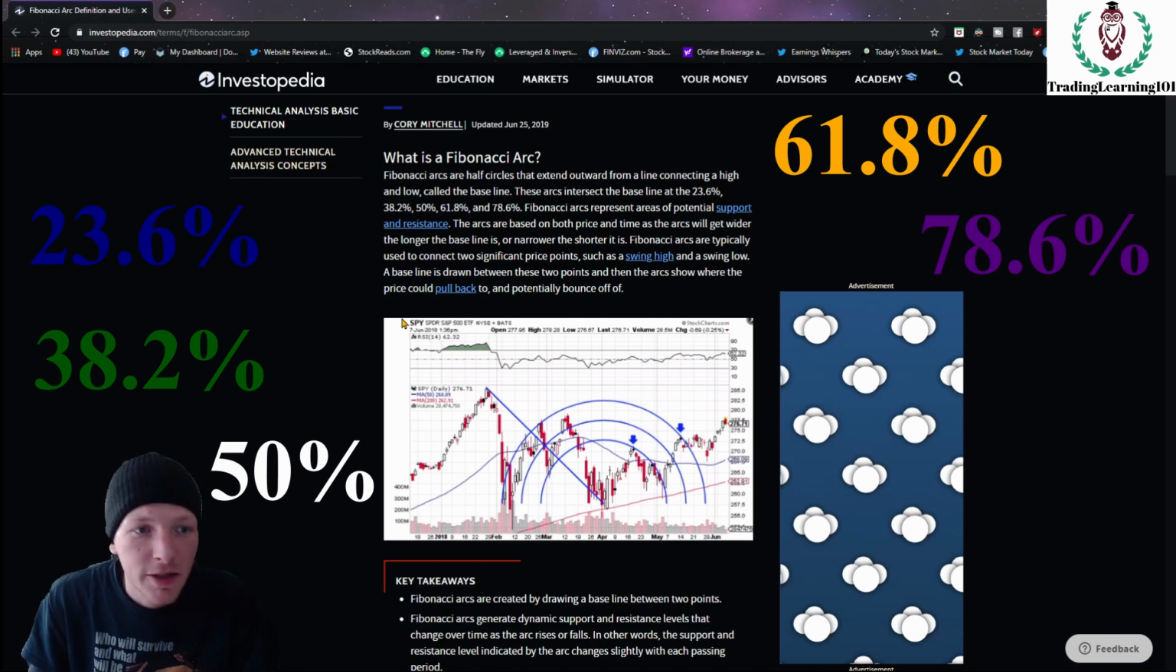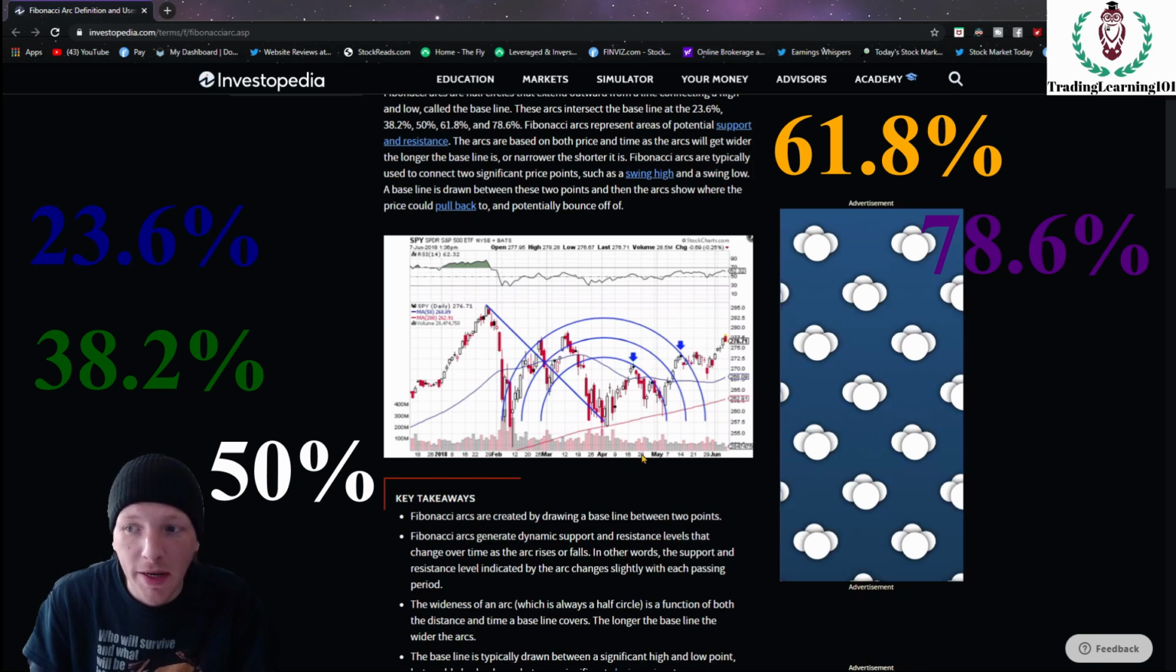Fibonacci arcs are typically used to connect two significant price points, such as a swing high and a swing low. A baseline is drawn between these two points, and then the arcs show where the price could pull back to and potentially bounce off of. Now they have a little chart right here with an example of the Fibonacci arcs. They have it plotted from the swing high right here, your baseline, all the way down to the swing low, creating this half circle here with all your Fibonacci projected numbers.